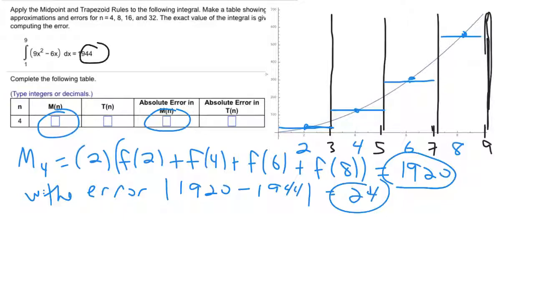All right, so now let's look at the trapezoid rule.